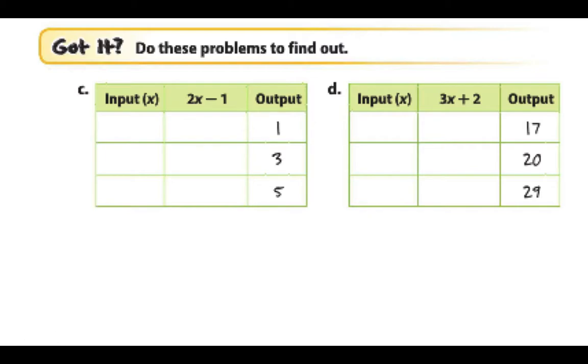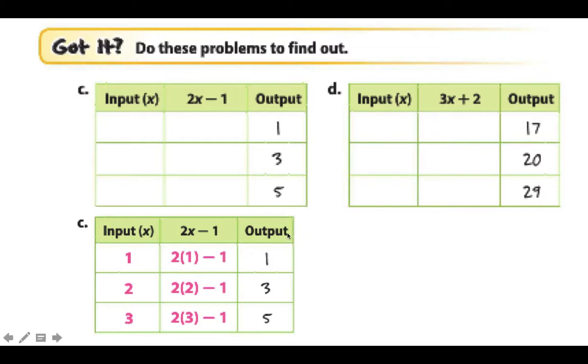Okay, let's see how you did for C. Now this one was a little bit more difficult. We had 2 steps to go through here, but we can still figure it out. Now our output is 1 and our function rule is 2x minus 1. So what we have to think here is what number times 2 minus 1 equals 1? Well, I know that 2 minus 1 is 1. So what can I multiply times 2 to still get 2? That would be 1, because 2 times 1 is 2, and 2 minus 1 is 1.